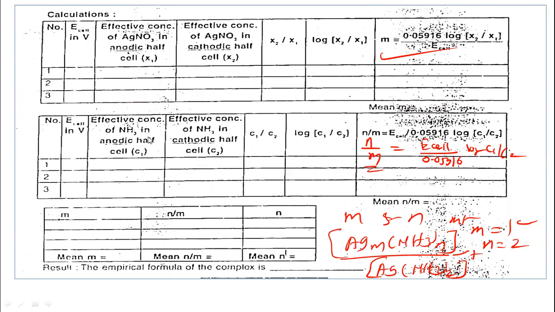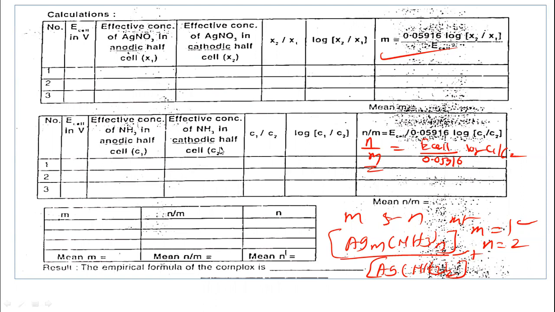Similarly, by performing the second set experiment, where the concentration of the silver nitrate will be the same and the concentration of the ammonia will be changing, we can determine the ratio N upon M. The M value is known from the set 1 experiment and the N value can be calculated. So in this way, in this experiment, we can determine the M and N values. The expected answer is M equal to 1 and N equal to 2, and the formula of the silver ammonia complex is Ag(NH3)2 plus. Thus by measuring the EMF of the cell, we can determine the formula of the silver ammonia complex.